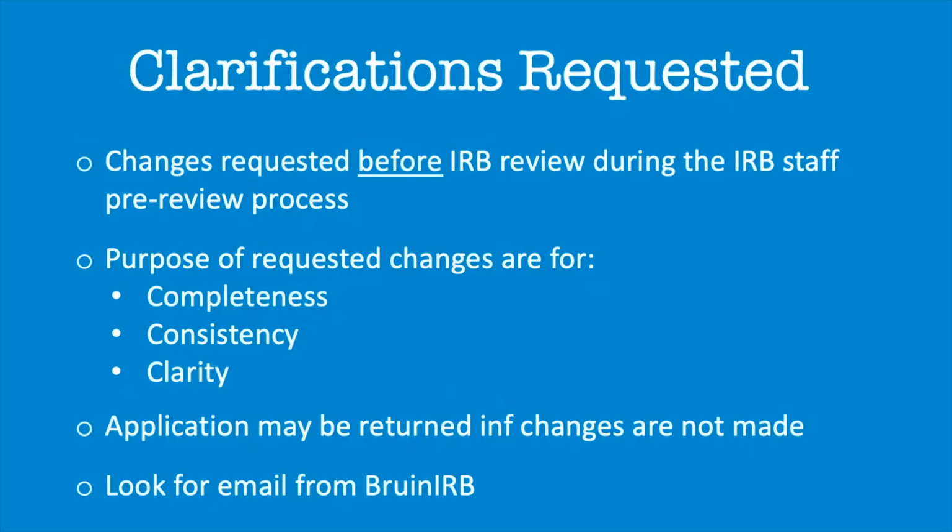When an application has been returned with incomplete changes, IRB staff may return the application back to the PI to request an explanation or justification for not making the requested changes, or to provide an opportunity to make any missed changes if they were accidentally overlooked. For those who received a request for clarifications during the pre-review process, let's review where to locate the requested changes and how to respond to the requests.